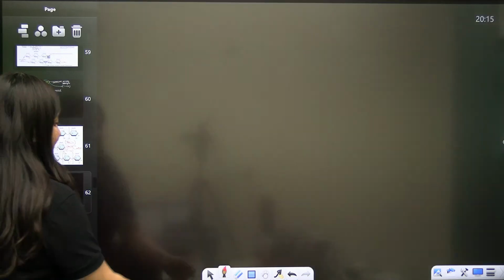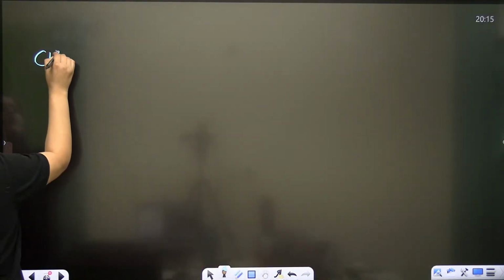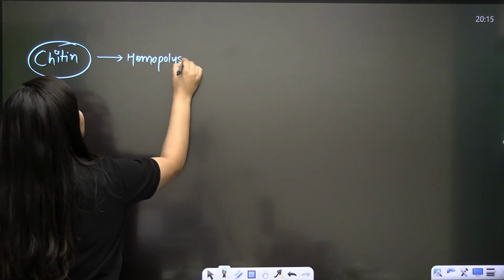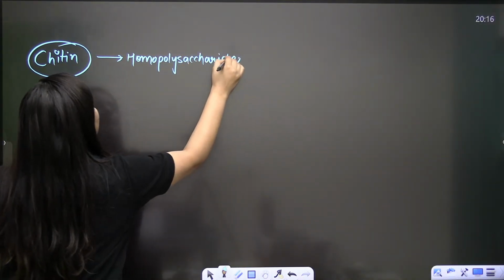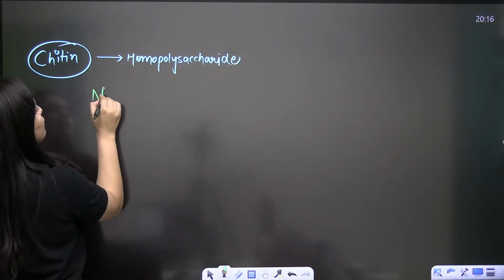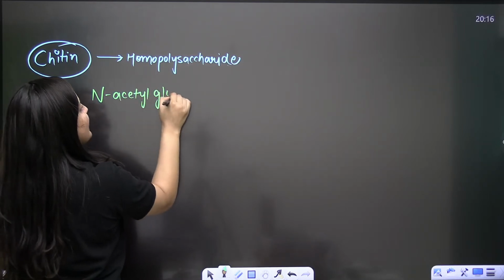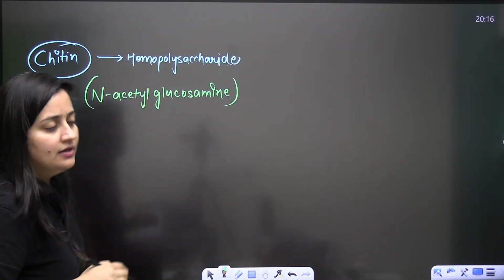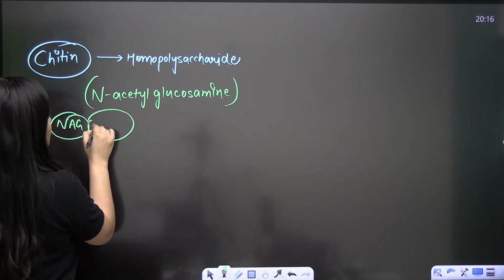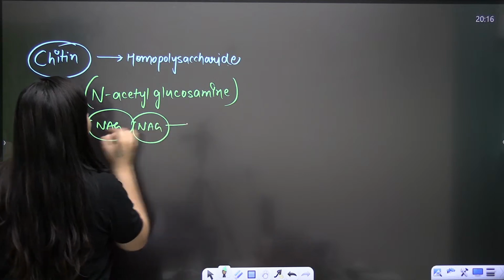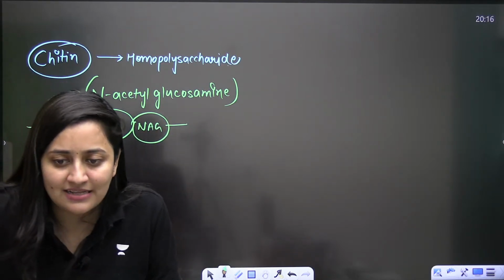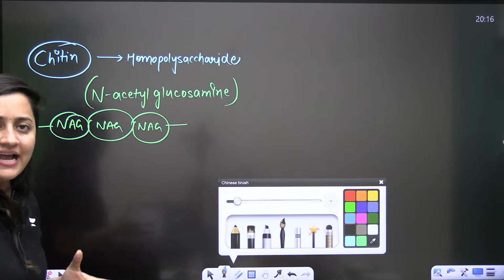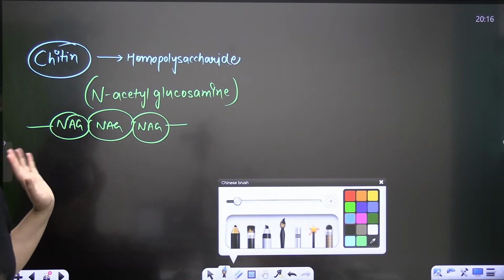Done. So the next is your chitin. Very important. Many times students are confused. Chitin is a homopolysaccharide, but it has N-acetyl glucosamine. So monomers are of N-acetyl glucosamine. It is the amino sugar. So many N-acetyl glucosamine units join and form the chitin. Chitin is a homopolysaccharide. Clear?